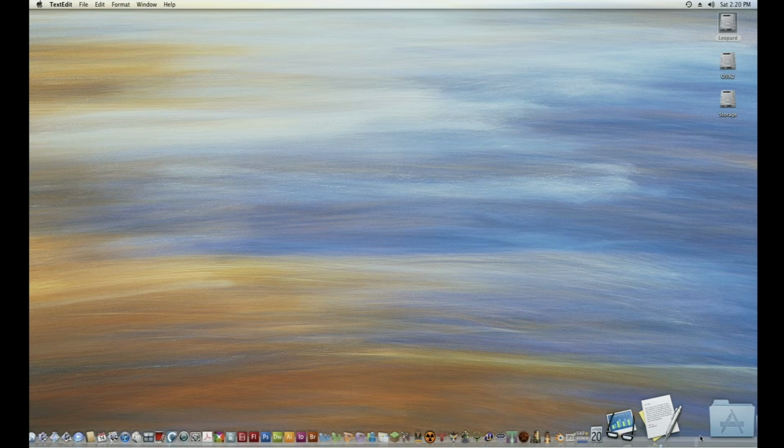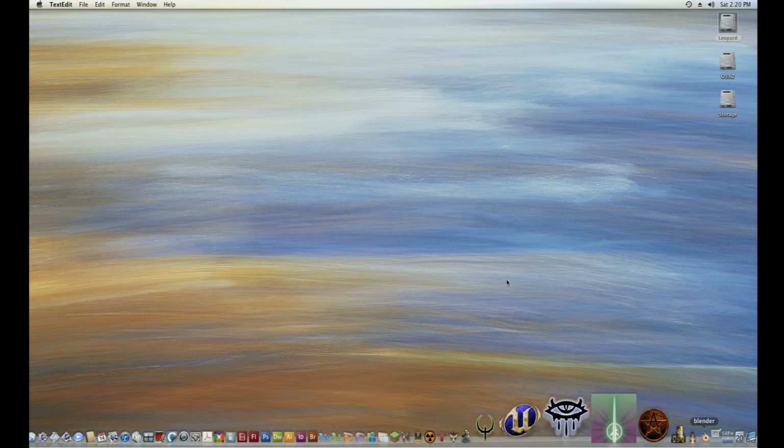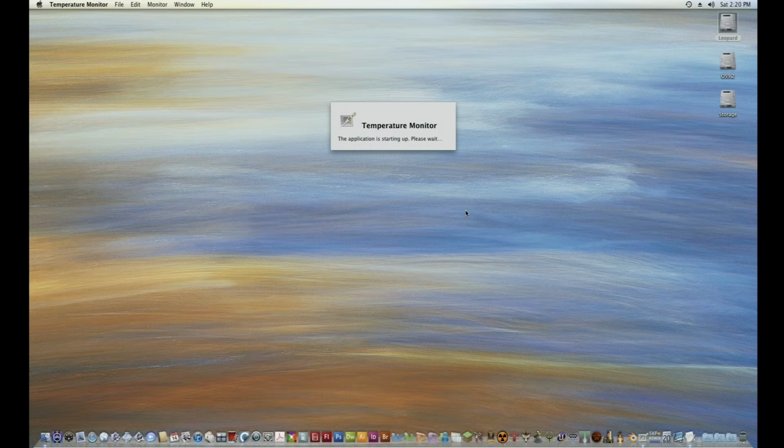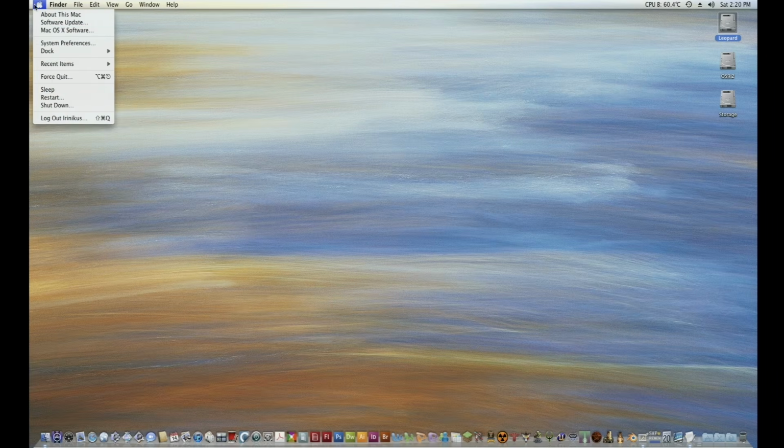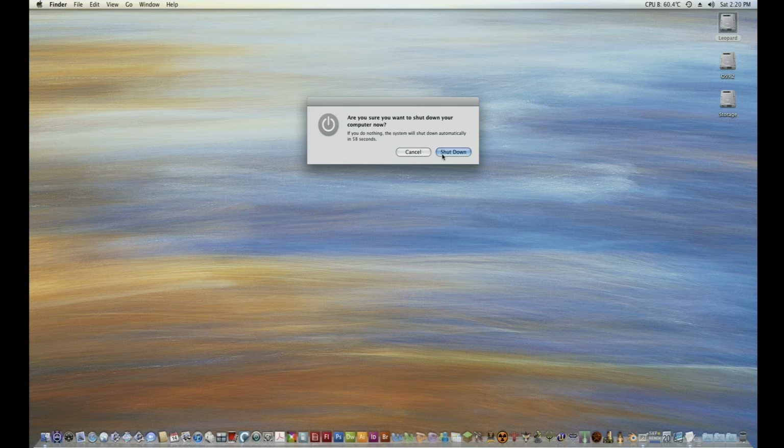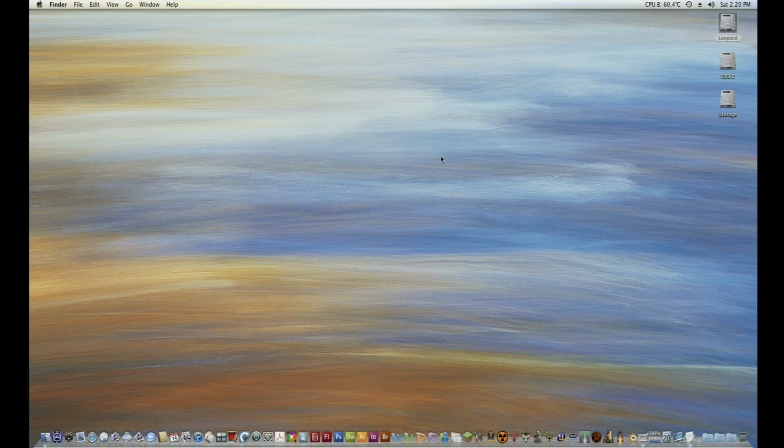To finish things off, I'm going to open up Temperature Monitor to show you the CPU temperature after all of this abuse. It's currently running at 60.3 degrees Celsius. The results from these tests show that the system is operating perfectly from a CPU standpoint. I am slightly disappointed in the result that I achieved in Geekbench. However, the fact that the system is running Snow Leopard is probably a factor here.